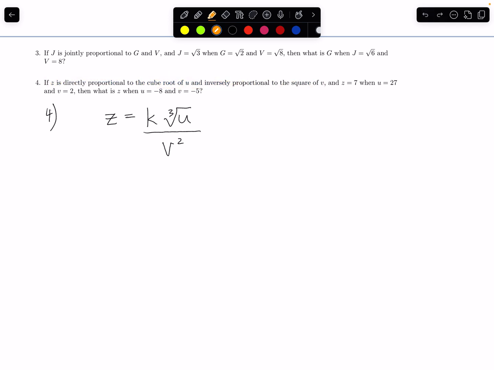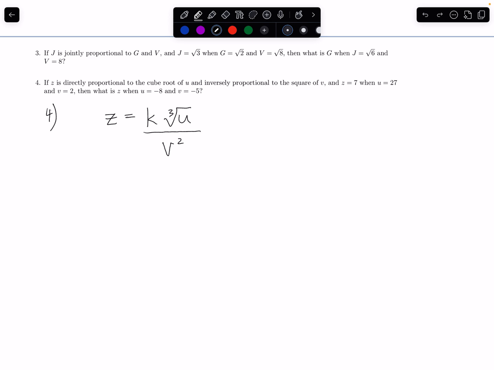Okay, wrote the equation. Second step now is to solve for our k, the constant. So how are we going to do that? We're going to input the values that were given, plug them in, right? We're given z is 7, we're given u is 27, which is nice because we can take a cube root of it. Given v is 2. Did I say u or v? U is 27. Okay, so plug those in, and then we'll be able to solve for k, right? So let's do that.